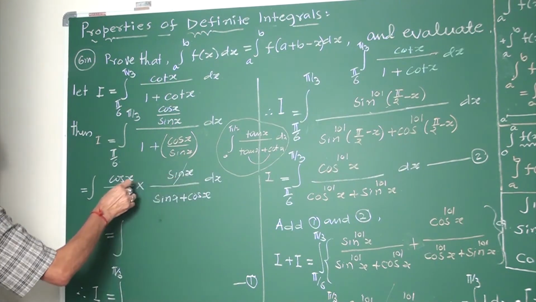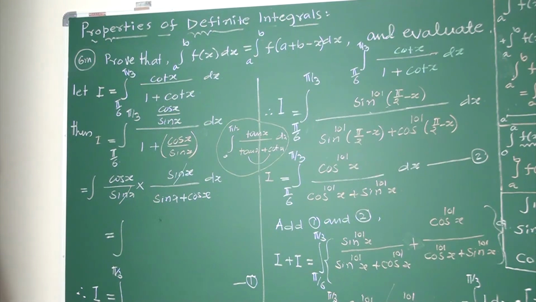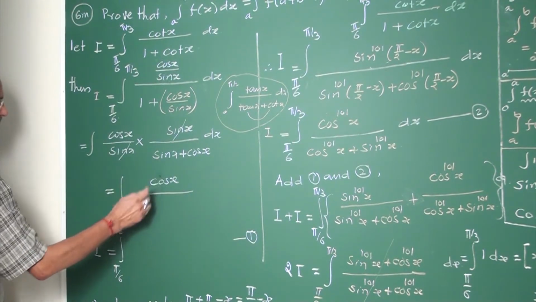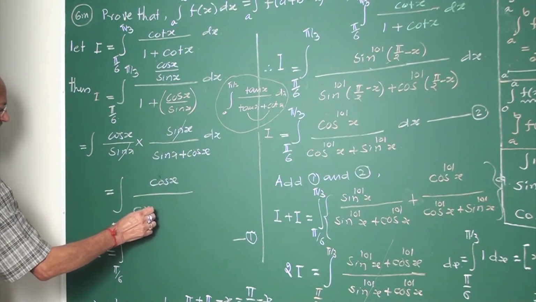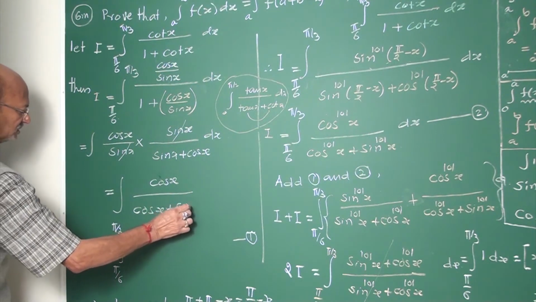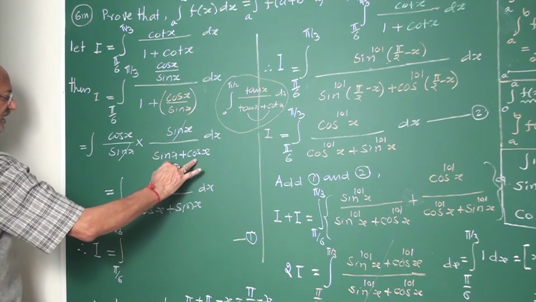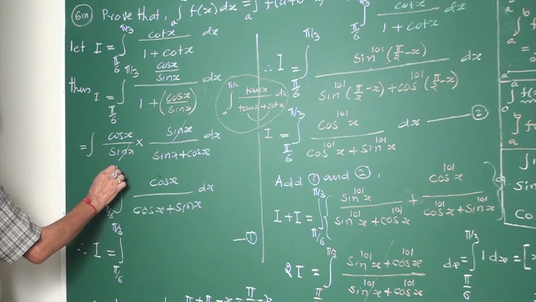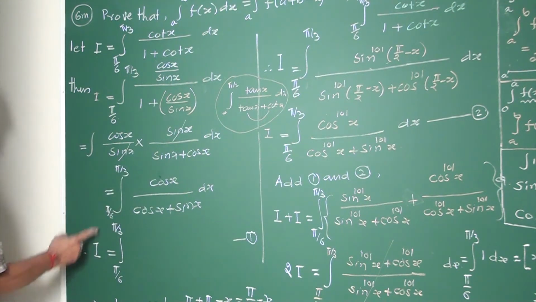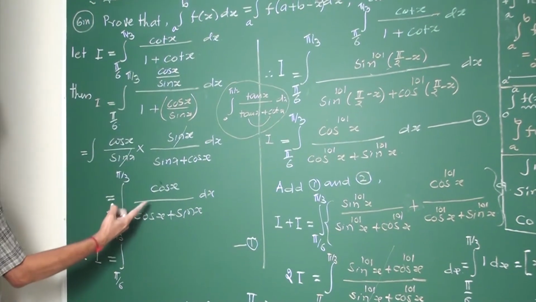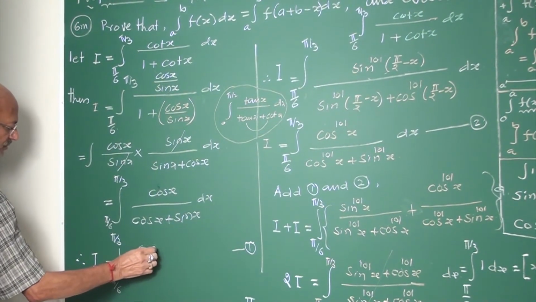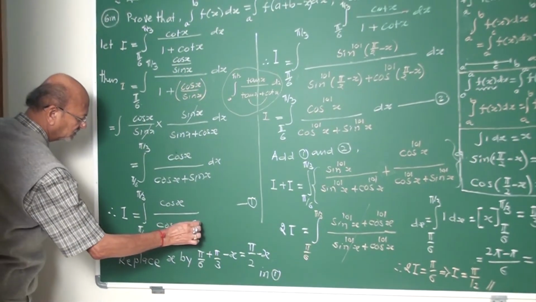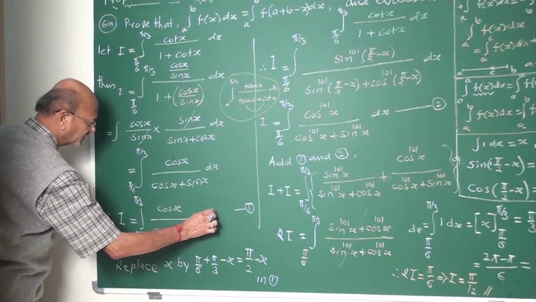My friend, sin cancels. You are left with cos x upon sin x plus cos x. I write it as cos x plus sin x. Same limits, pi by 6 to pi by 3. Therefore, cot upon 1 plus cot is reduced to cos x upon cos x plus sin x dx.